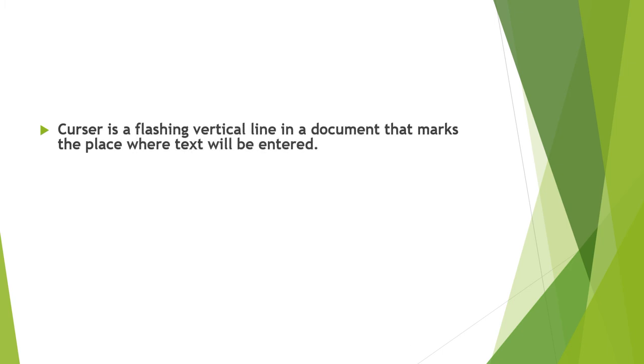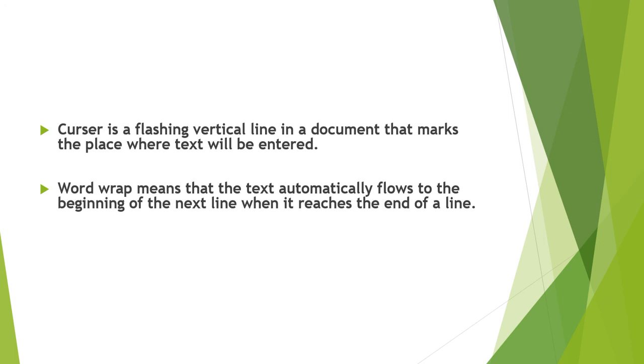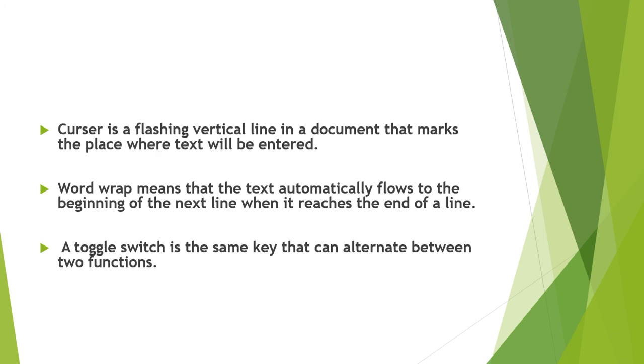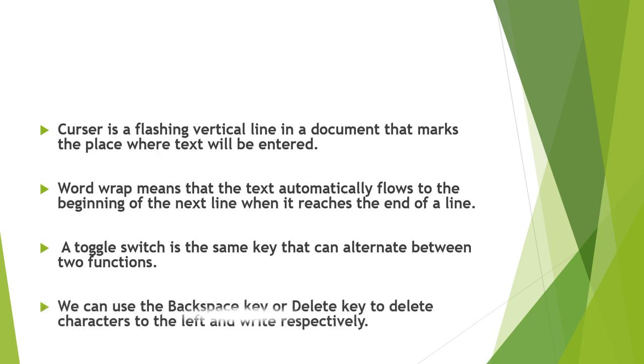Cursor is a flashing vertical line in a document that marks the place where text will be entered. Word wrap means that the text automatically flows to the beginning of the next line when it reaches the end of a line. A toggle switch is the same key that can alternate between two functions.